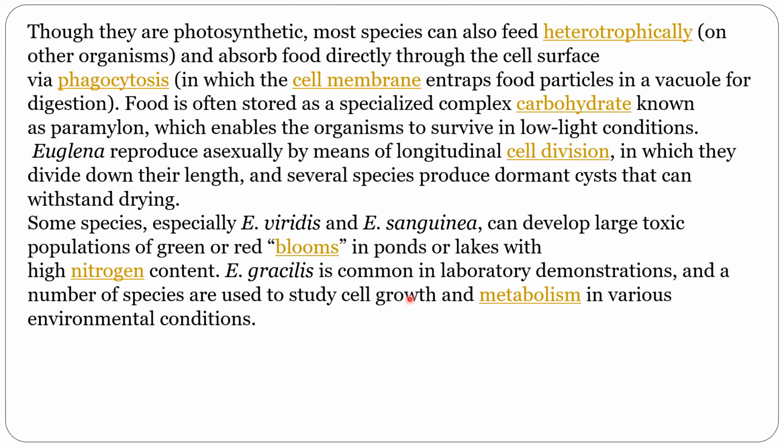Euglena gracilis is common in laboratory demonstration, and a number of species are used to study cell growth and metabolism in various environmental conditions. Euglena gracilis is taken to the laboratory for demonstration. It is nice for handling. And when we observe in the laboratory, what we do is observe the cell growth and metabolism of this Euglena cell to know the environmental conditions around it.